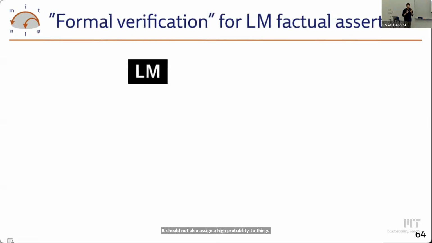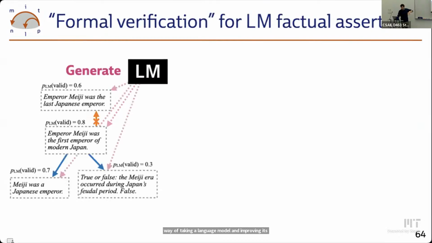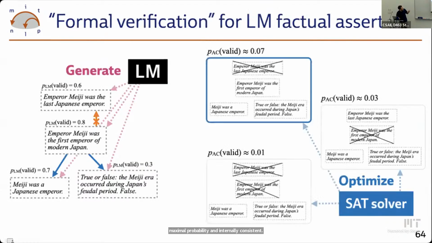And the cool thing is that one thing that models are really good at is labeling logical entailment relations between statements. This is a classic NLP evaluation task. We have good benchmarks and leaderboards, and today's models are quite good at recognizing whether a pair of sentences are contradictory, even if they don't know which one of them is right. And this suggests a very simple off-the-shelf way of taking a language model and improving its coherence. Just ask it to generate a bunch of statements, maybe that are all logically related to each other, assign them all probabilities, and then find the subset of those that are both maximal probability and internally consistent. And then just fine tune the model only on those statements.